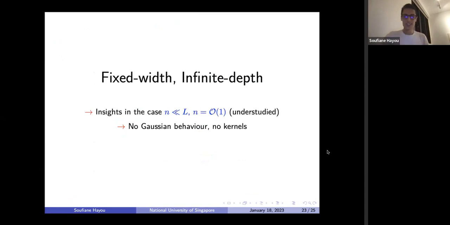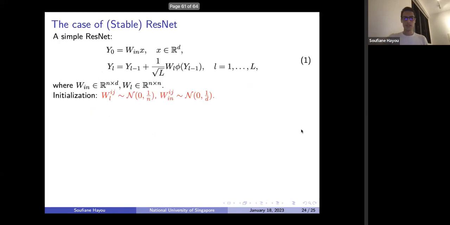In order to understand this theoretically, we should remember the third infinite depth limit, where we have a fixed width, and then we take the depth to infinity. This will give us insights where the width is fixed and depth is much larger than width. One important thing here is that we no longer have the Gaussian behavior. Remember, the Gaussian behavior is just a result of taking the width to infinity. Everything becomes Gaussian, and that's it. So we study only the kernel. Here we don't have this Gaussian behavior, which means we don't have any kernel, or we are not studying kernels.